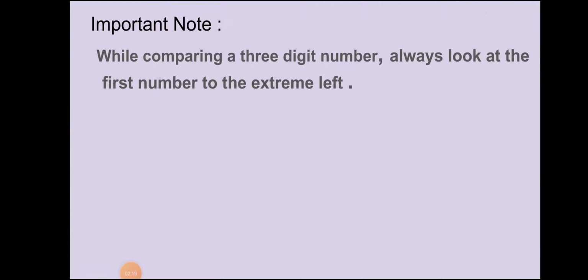Okay, important note, students. While comparing a 3-digit number, always look at the first number to the extreme left. For example, let's solve 167 and 147. Which number is the bigger number? Let's see how.